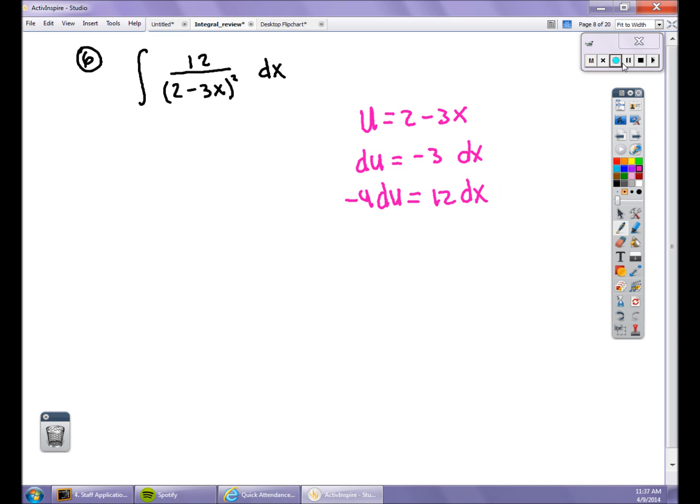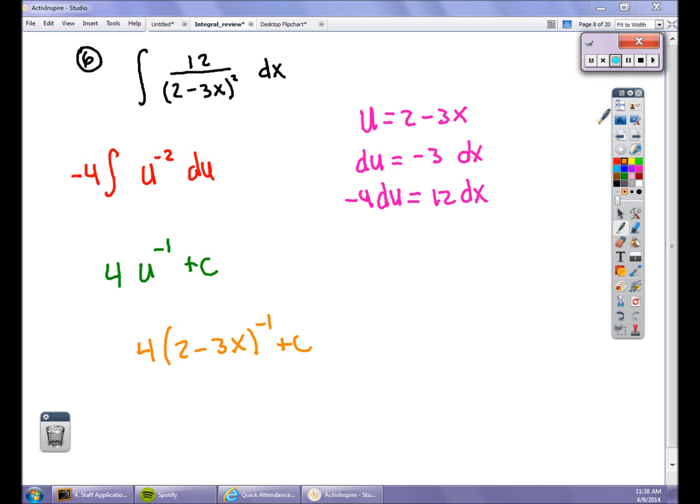And now substitute. -4 goes out front. Instead of 1 over u squared, I'm going to make that u to the -2. Now add 1 to the exponent and divide by that. Adding 1 to the -2 in the exponent makes that -1. Divide -1 by -4 makes that +4. Back substitute for u. And your final answer is in orange.